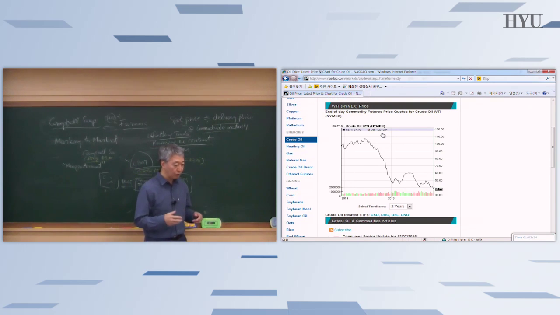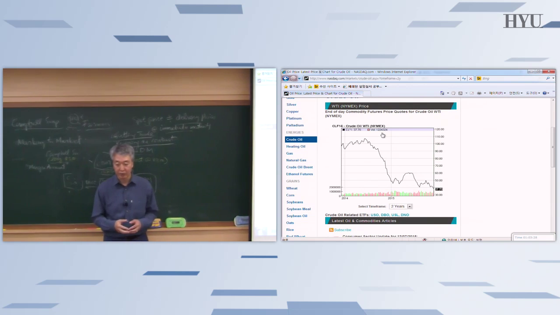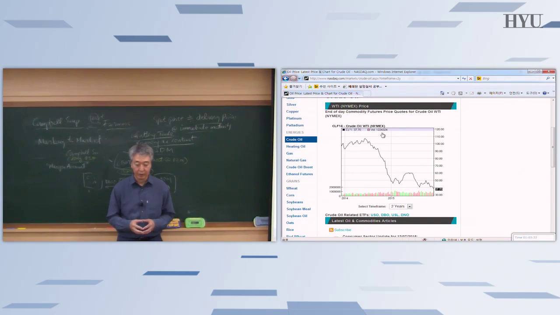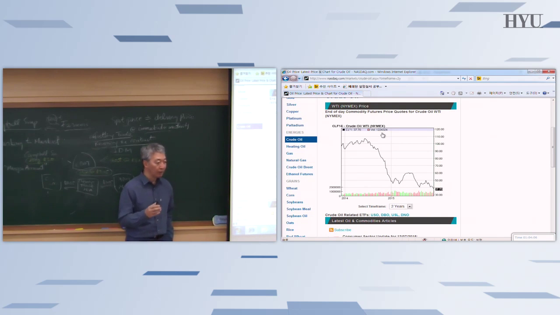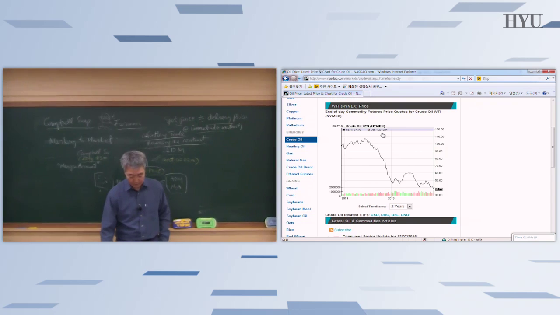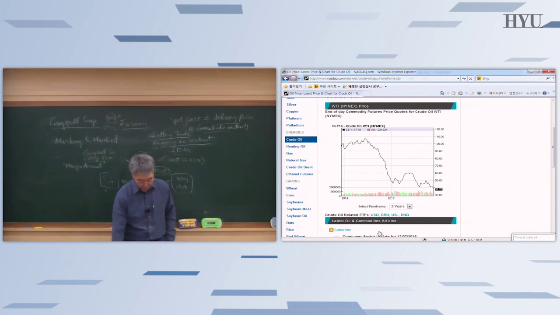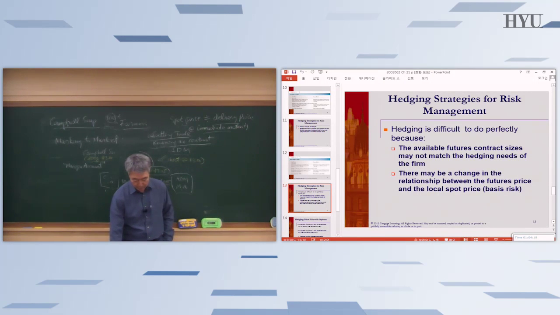So when you got into the futures contract to hedge yourself against the oil price fluctuation, there was maybe a 1-to-1 relationship between your local oil price and the NYMEX oil price. But 3 months later, for some reason, when the NYMEX oil price went up or down by $10, your local price did not go up or down that much. So the point is, it's sometimes difficult to hedge perfectly against the gain and loss. One of the reasons may be location. It's called basis risk. There may be a change in the relationship between the futures price and the local spot price.